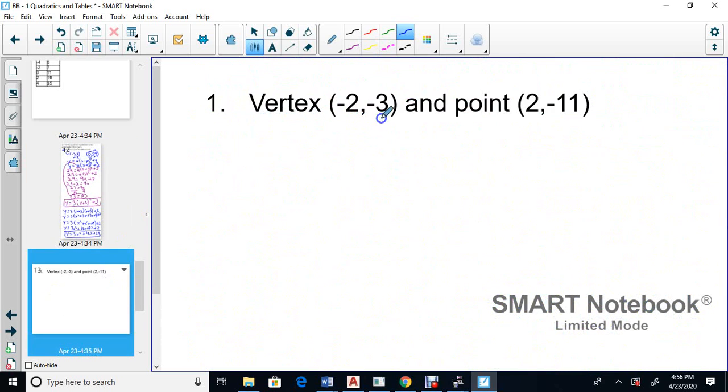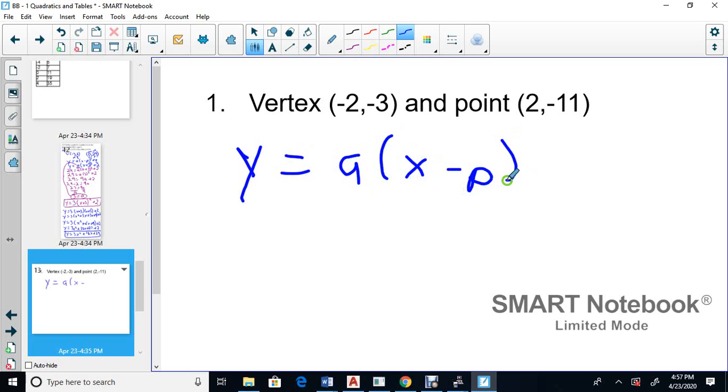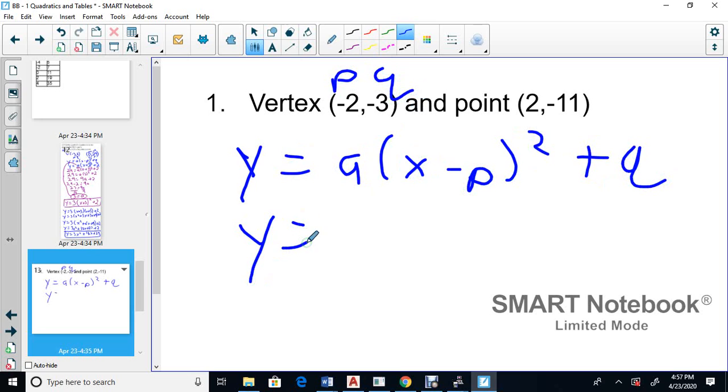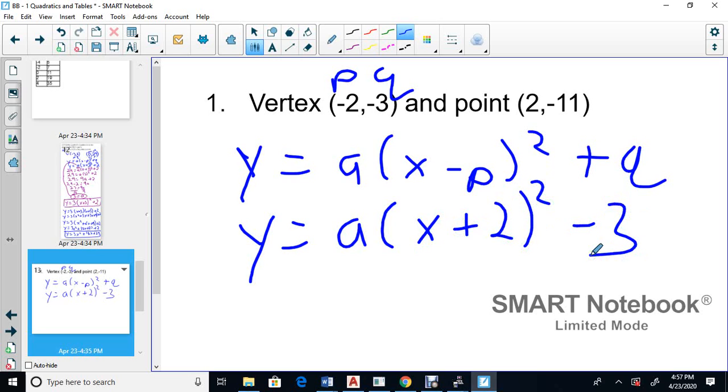So the vertex is (-2, -3), and we have a point (2, -11). It's not the y-intercept, so the last c will not be this. So I'm going to do this one a little bit quicker. Okay, I'm going to go y equals a(x minus p) squared plus q. This is my p, this is my q. So y equals a, we don't know, (x, change the sign, +2) squared, keep the sign, minus 3. So that's where this goes in. This goes +2, -3. Now we have to find a.